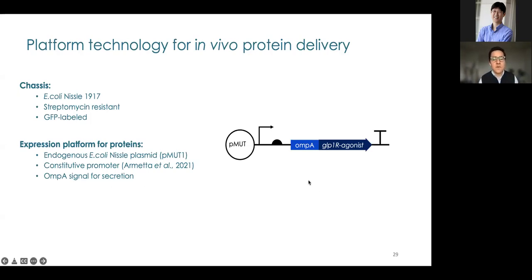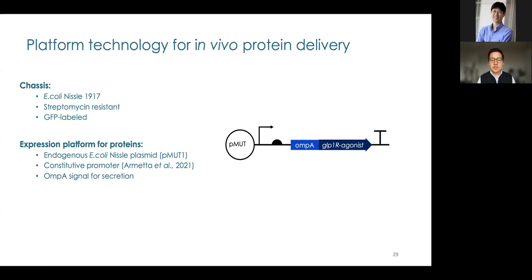And for the expression, we use the endogenous plasmid of E. coli Nissle called pMUT1, where we clone our peptides together with a secretion tag, so that after they are expressed, they are secreted into the environment. And we use some of the constitutive promoters that I presented earlier, which allow us to characterize our strain in the lab and expect that it will have the same behavior in situ in the gastrointestinal tract of the mice.